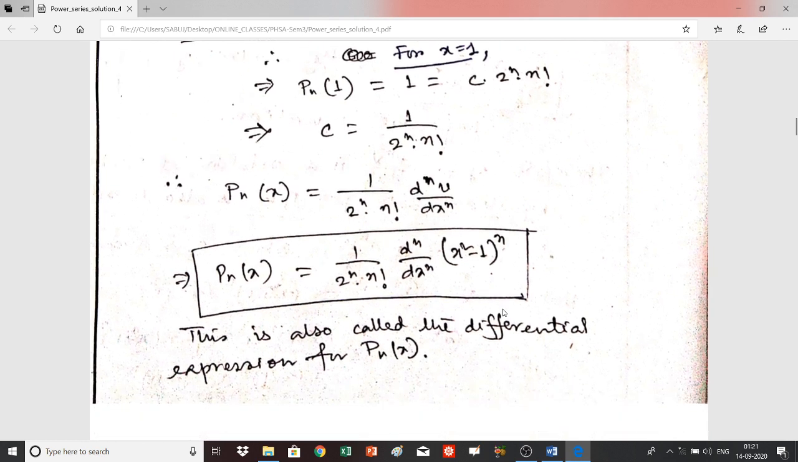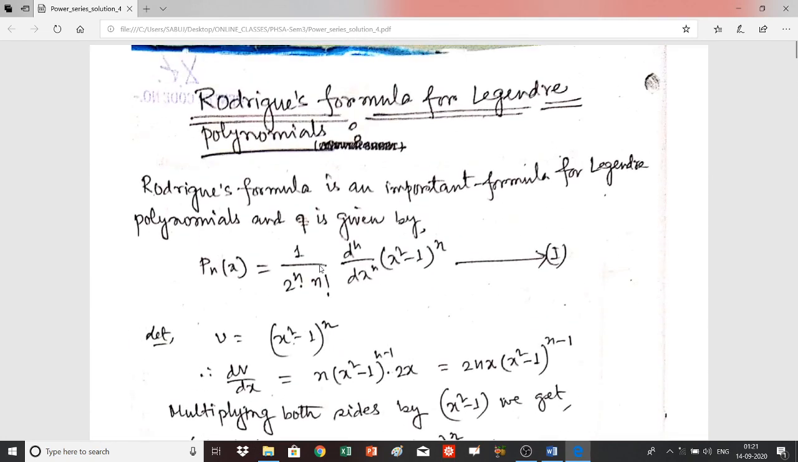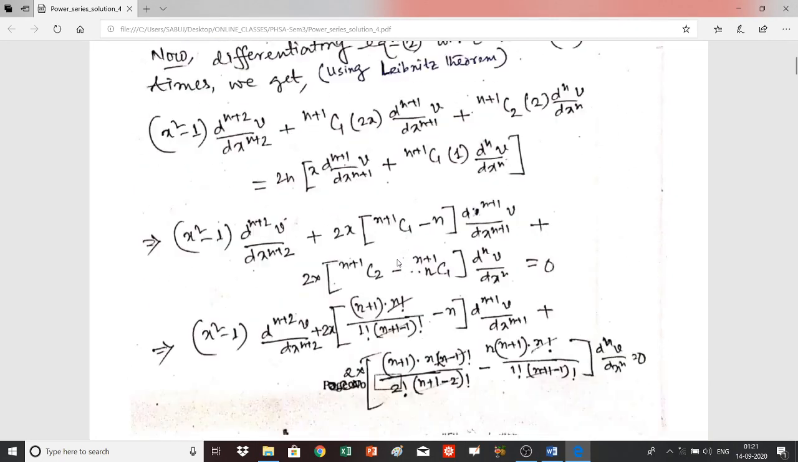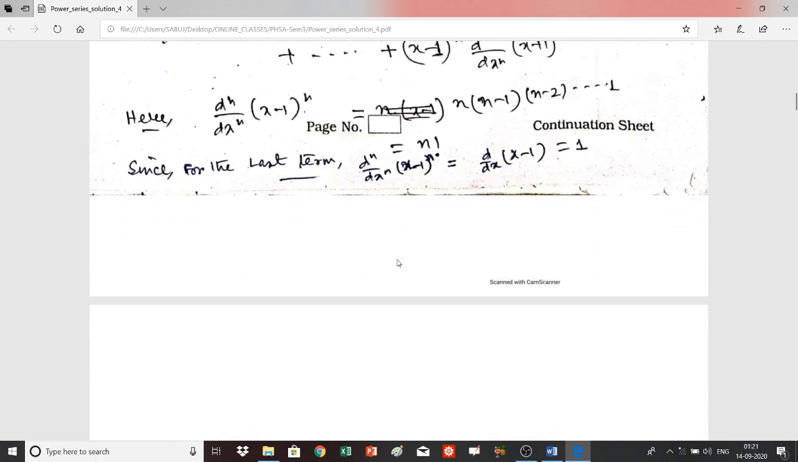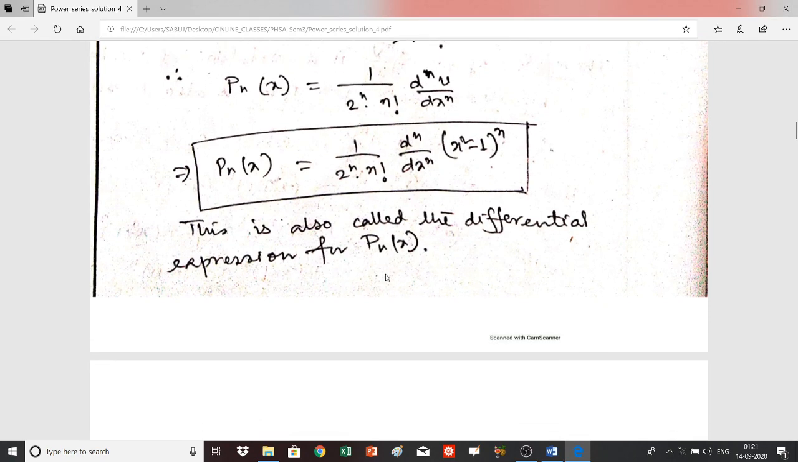And this is very important. See here that at the start of this Rodrigues' formula, you considered that P_n(x), the Legendre polynomial, is equal to this, which has now been proved. So it is proved that the Legendre polynomial can be given in this way, and this is also called the differential expression for P_n or Legendre polynomials.